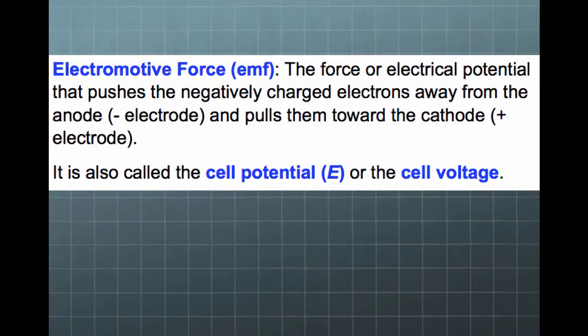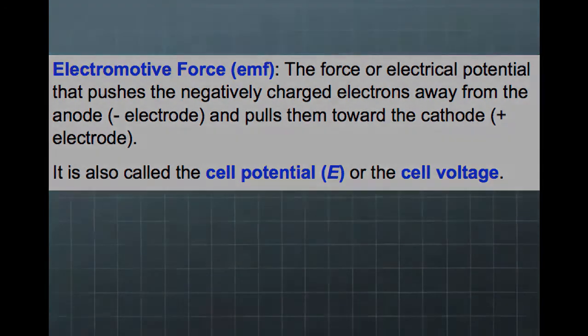Electromotive force, or EMF, is the force or electrical potential that pushes those negatively charged electrons away from the anode and towards the cathode, as we'll see in wet cells coming up. It's also called cell potential, capital E, and typically capital E0 for standard state, or cell voltage.